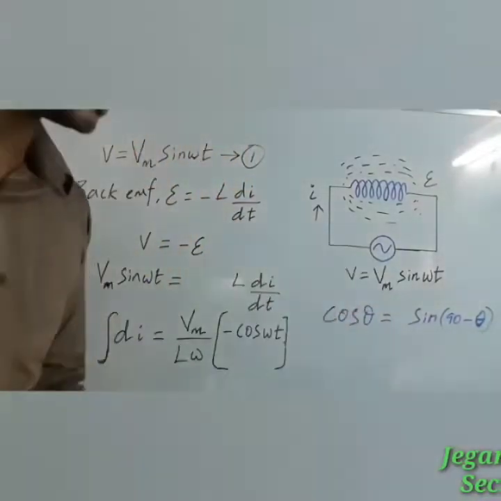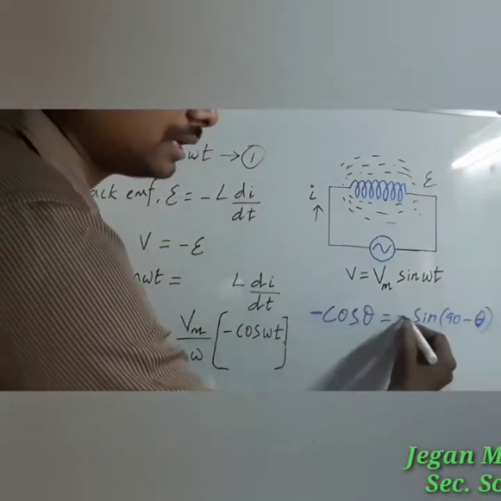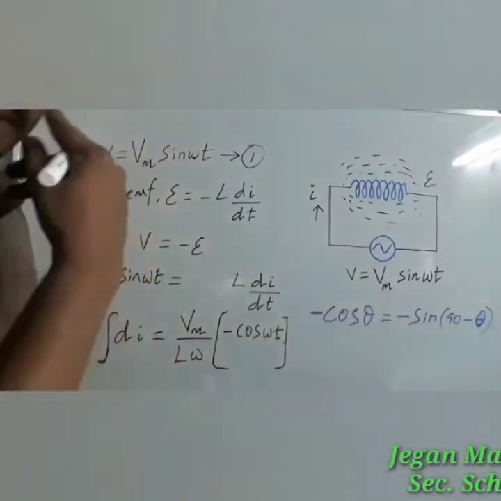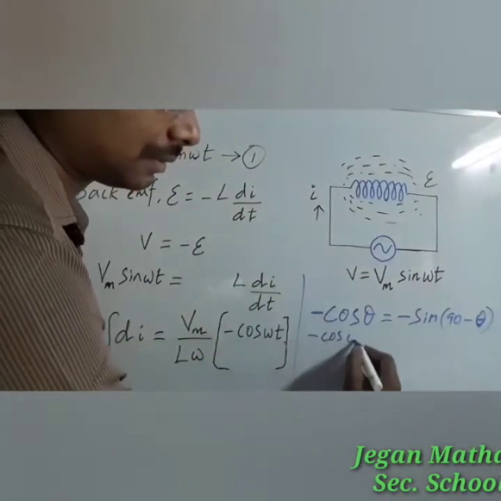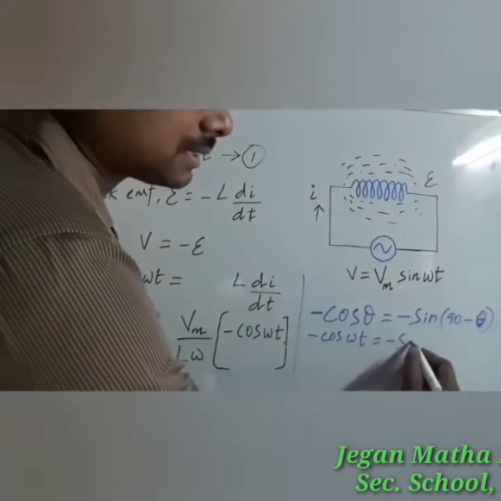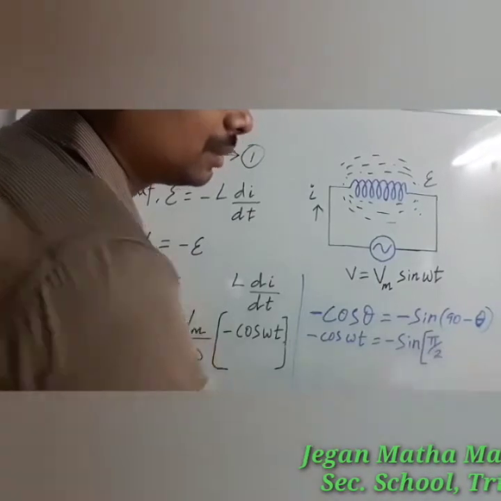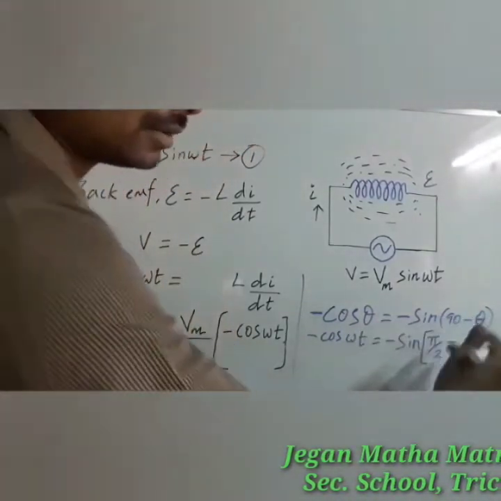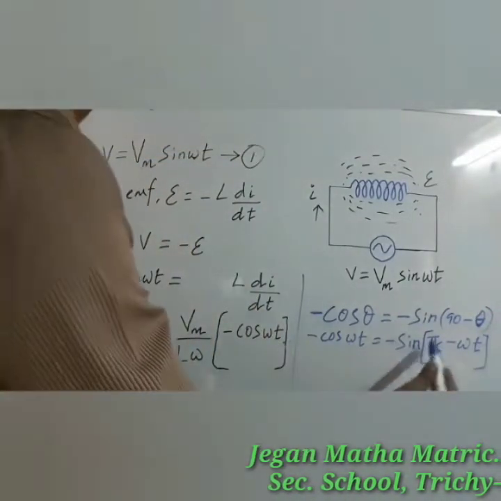You can write, but here cos omega t is there, so minus, here also you have to write minus. It's a general expression. As per this concept, minus cos omega t is equal to minus sin, instead of 90 in your book they have given pi by 2 minus, instead of theta you have to write, in this case, omega t. That minus can be taken into the bracket.